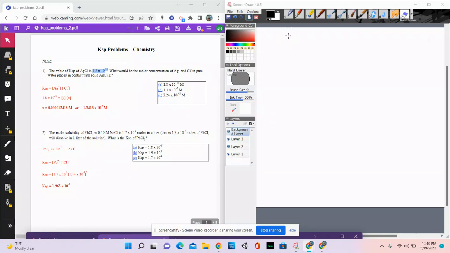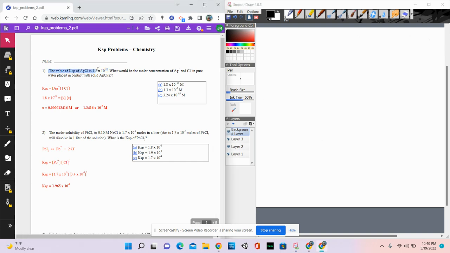Okay, so I am doing KSP problems and molar solubility. The first problem we're going to do is a simple one. It asks, the value of KSP of silver chloride is 1.8 times 10 to the negative 10. What would be the molar concentration of silver and chloride in pure water placed in contact with solid AgCl?